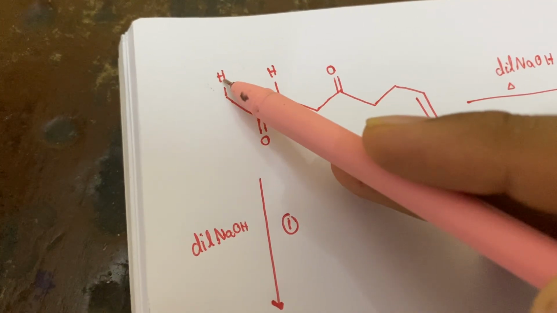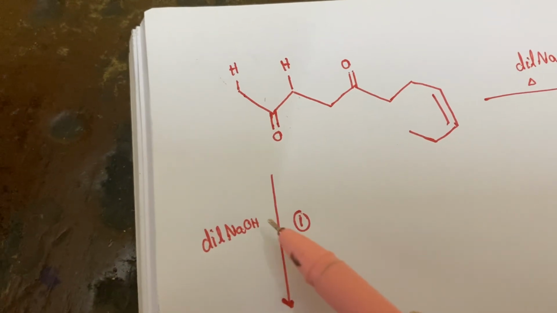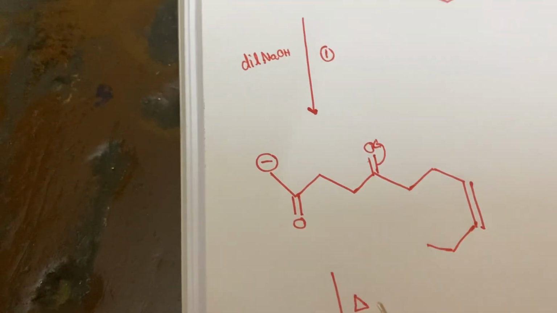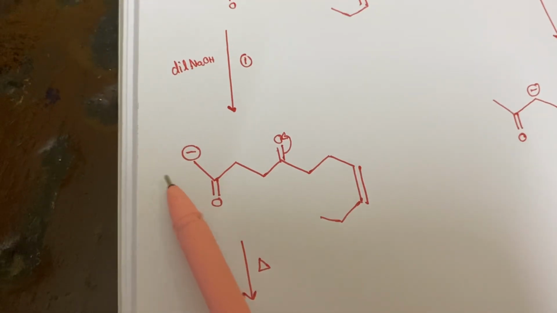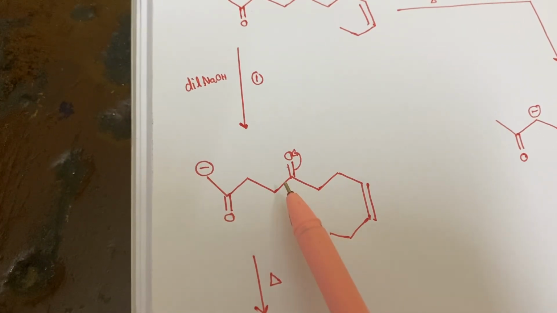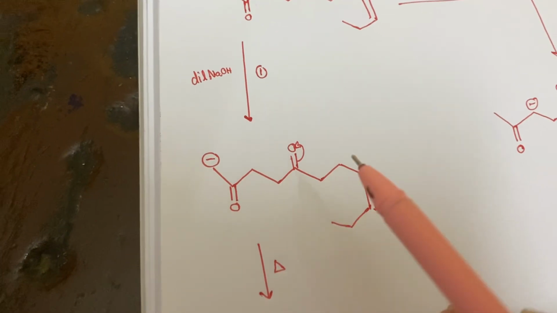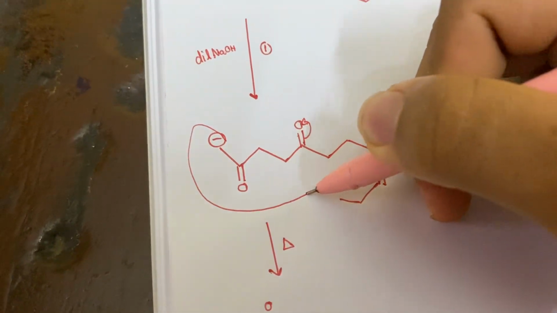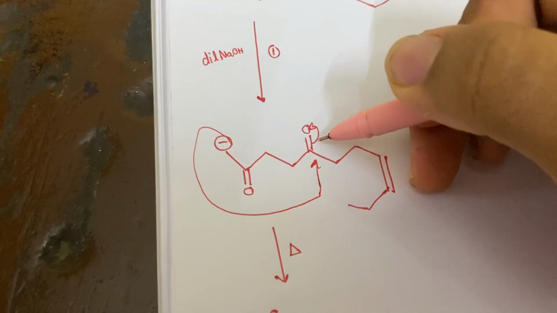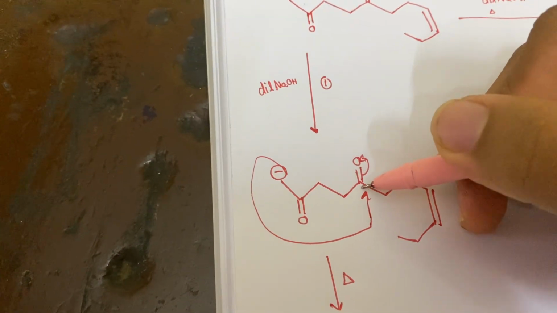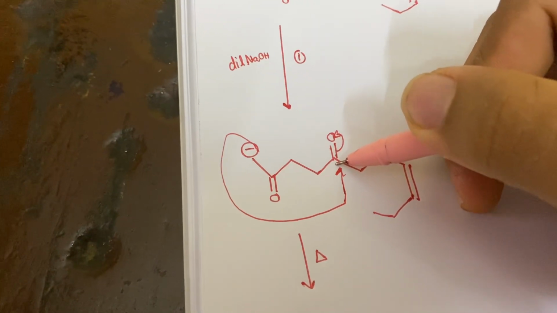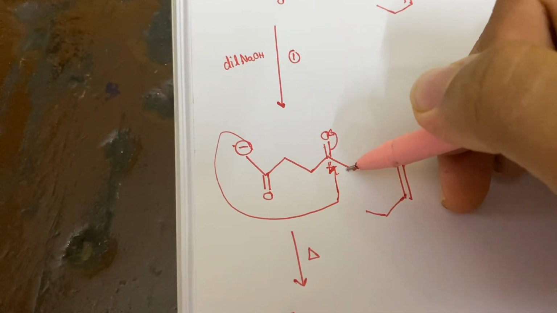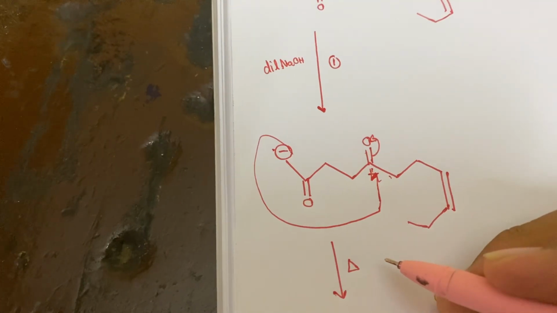So this will further react with sodium hydroxide to produce water, and it will produce a carbanion. This carbanion, which you can see here, will attack this carbon, because this carbon is positively polarized due to the presence of oxygen. This sp2 carbon atom will be polarized to a positive charge, and this negative charge will attack here, producing an alcohol.